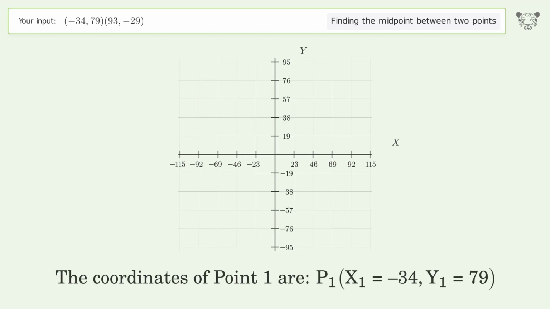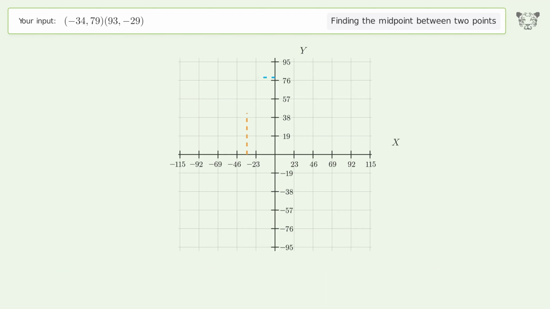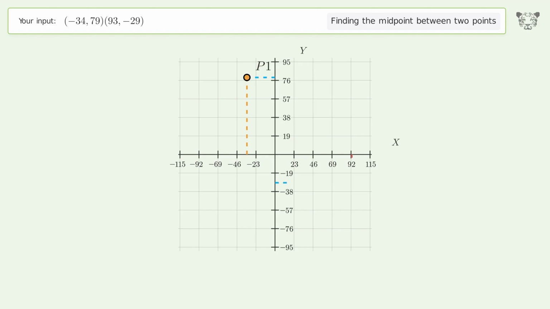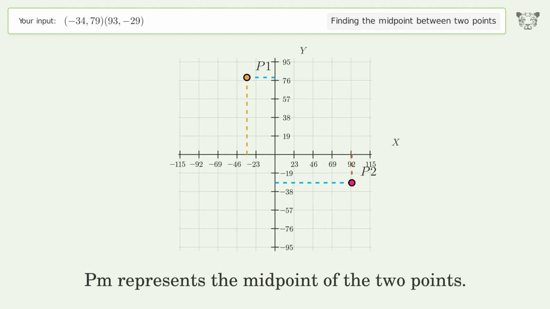The coordinates of point 1 are x1 equals negative 34, y1 equals 79. The coordinates of point 2 are x2 equals 93, y2 equals negative 29. PM represents the midpoint of the 2 points.